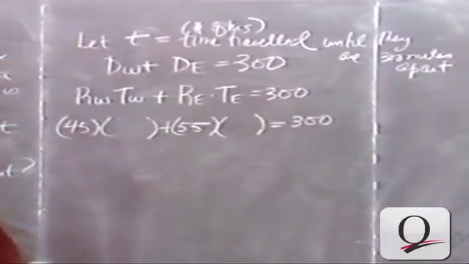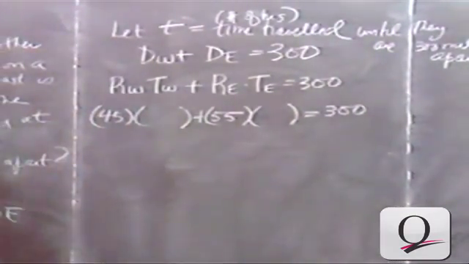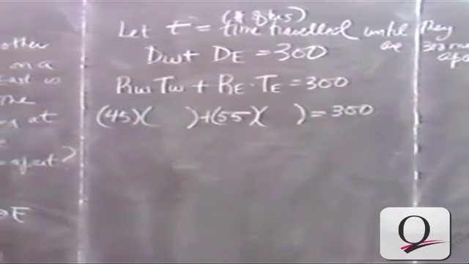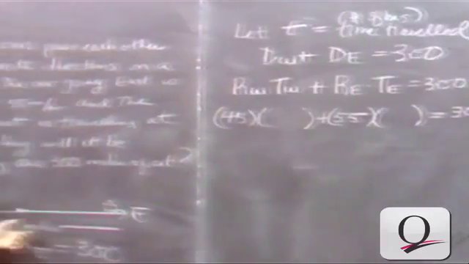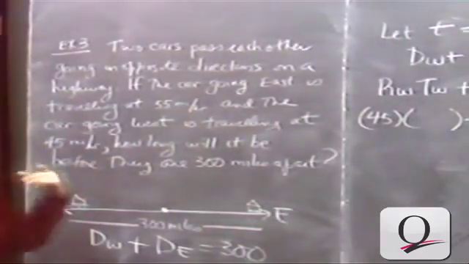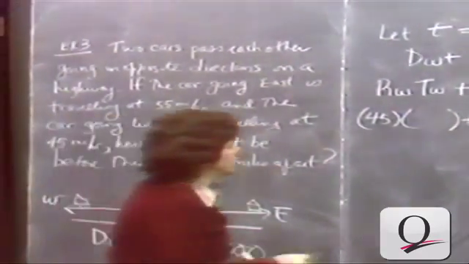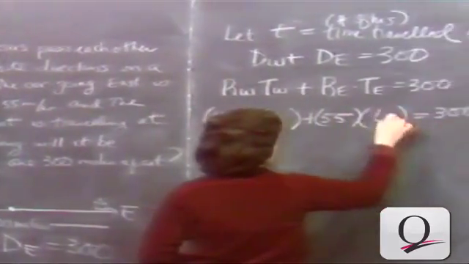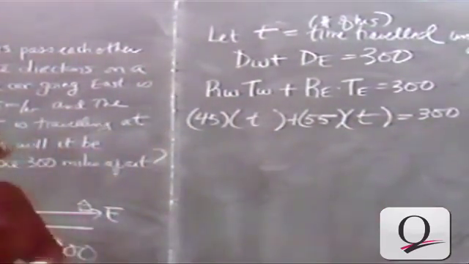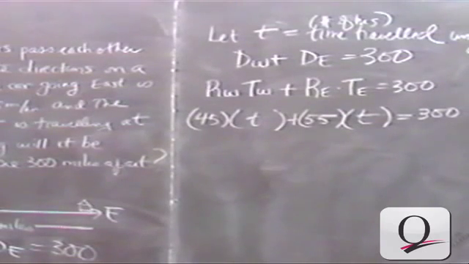Okay, the time is the same for both of them. Time 0, they pass. One goes east, one goes west. After a certain number of hours, they will be 300 miles apart. But it's the same number of hours for both of the cars. So let tw and te both be replaced by t. That's the number of hours traveled until they are 300 miles apart.